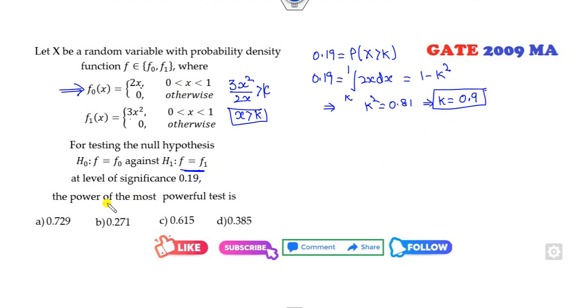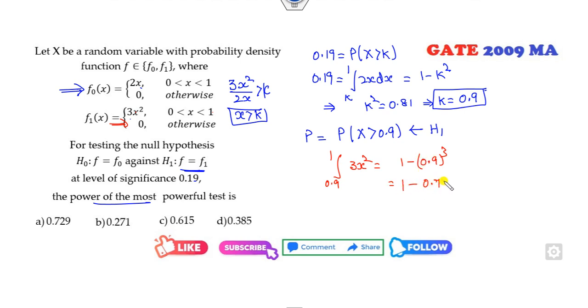Fine. Then your target is to find the power. So the power will be probability of x greater than k under the case of h1. So h1 is here. If I integrate this from 0.9 to 1, 3x square, what is that? It's x cube, 1 minus 0.9 cube. So 1 minus 0.729, so 0.271 is the right answer of this problem.